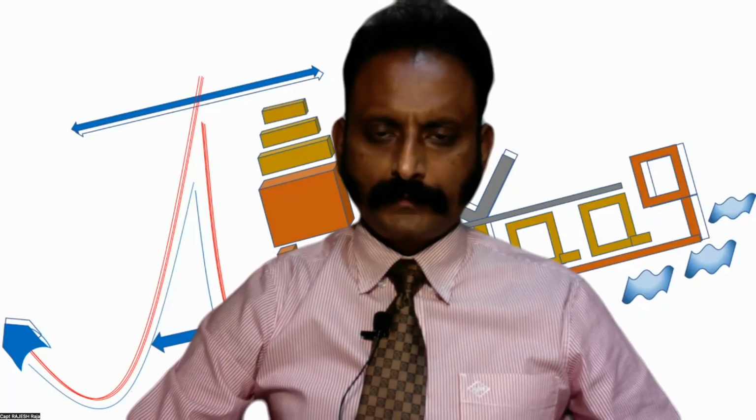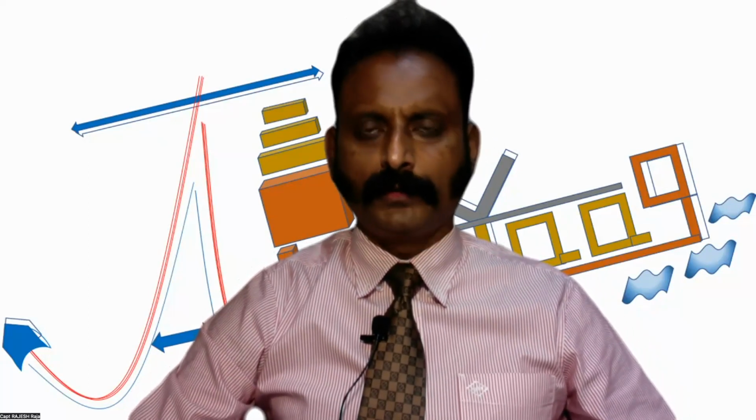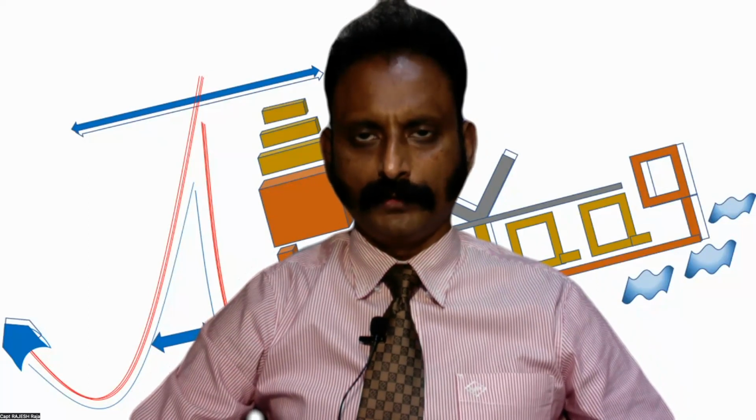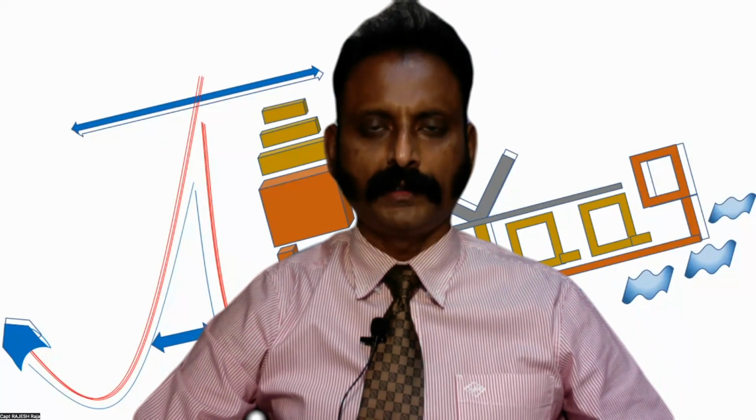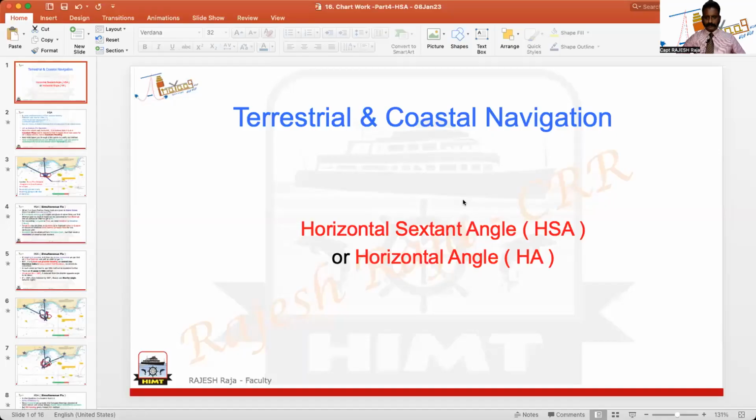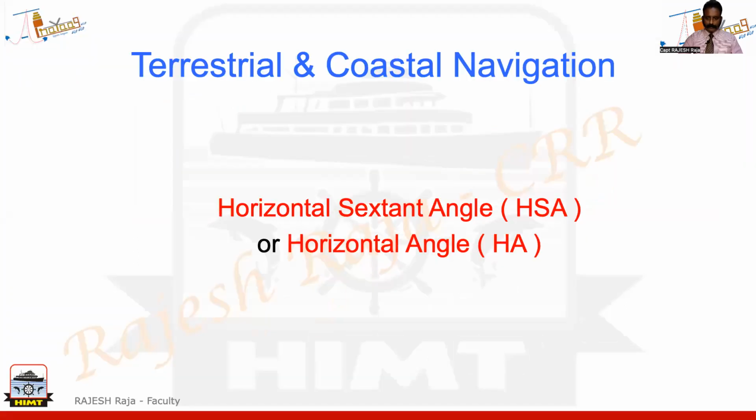And today I'm going to take one more important topic of chart work, which is called your horizontal sextant angle, or simply called as horizontal angle. So let us look into this new concept today. Horizontal sextant angle is also called as HSA, or you can even call it as HA also.